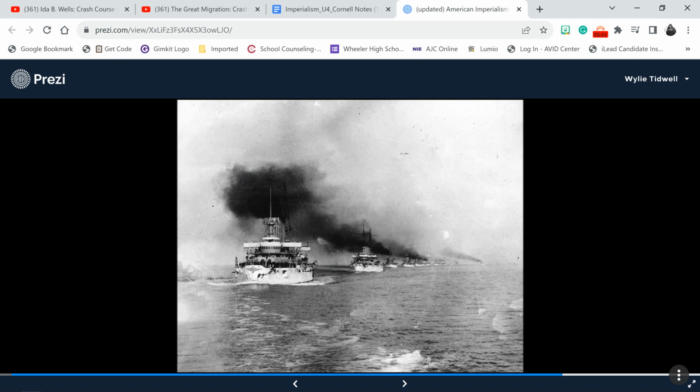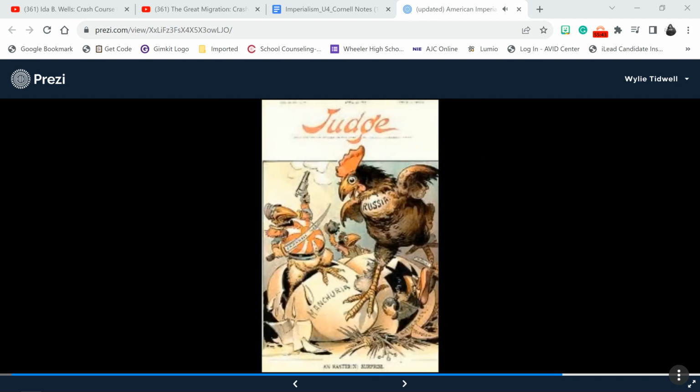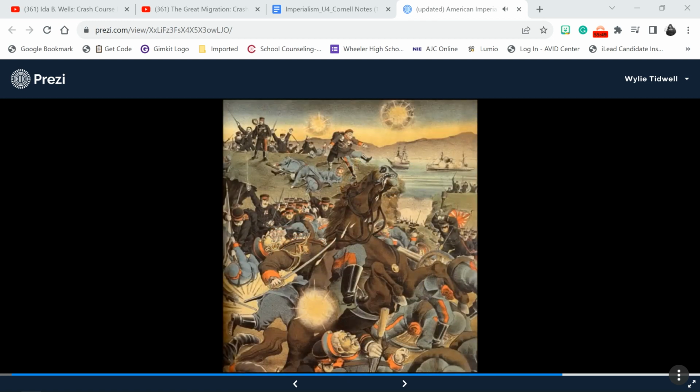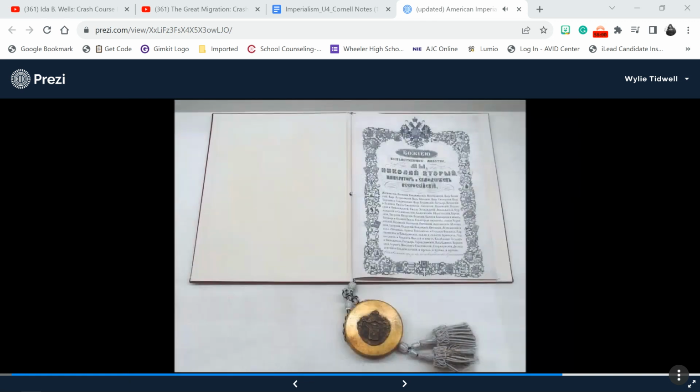world stage. In 1905, building on the achievements of the Open Door Notes, Roosevelt managed to mediate a peace negotiation between Japan and Russia. The two nations had been fighting for control of possessions in Manchuria and Korea, and the successful negotiations won Roosevelt the 1906 Nobel Peace Prize.